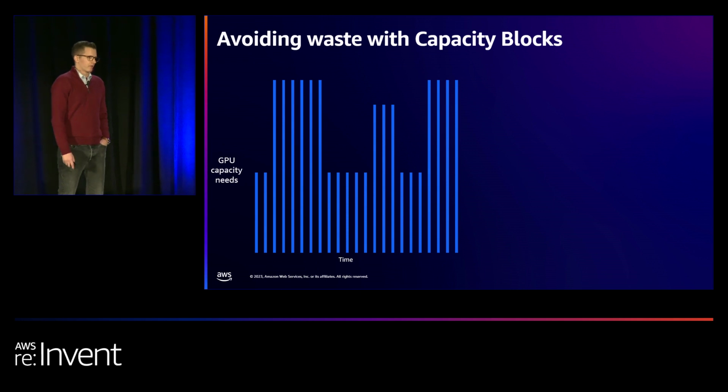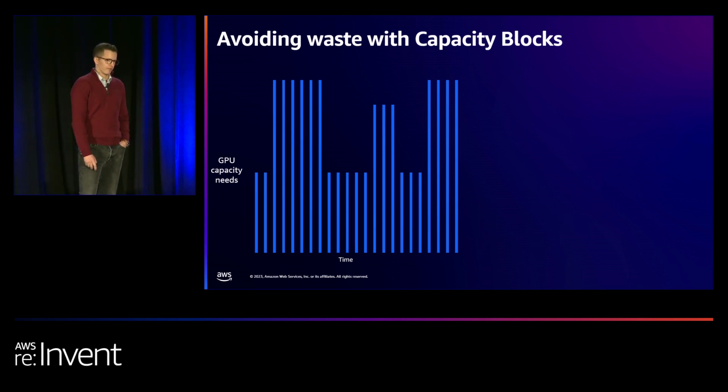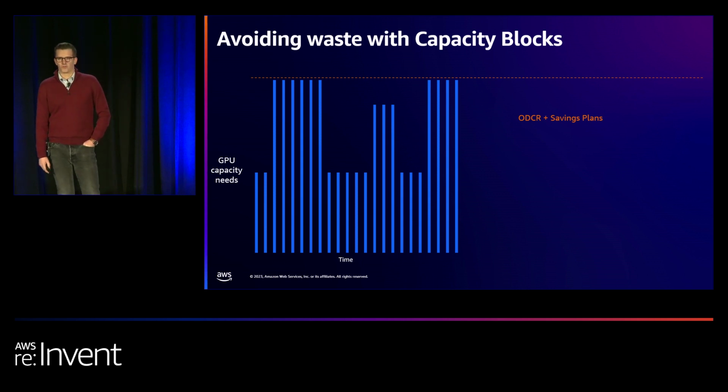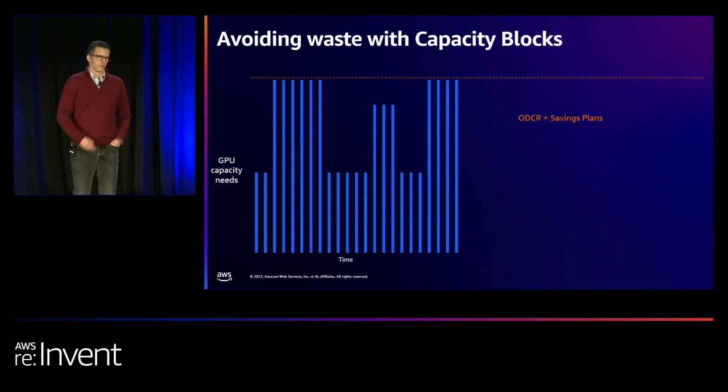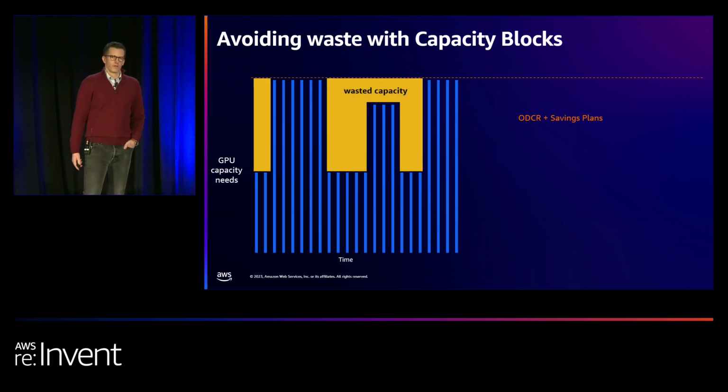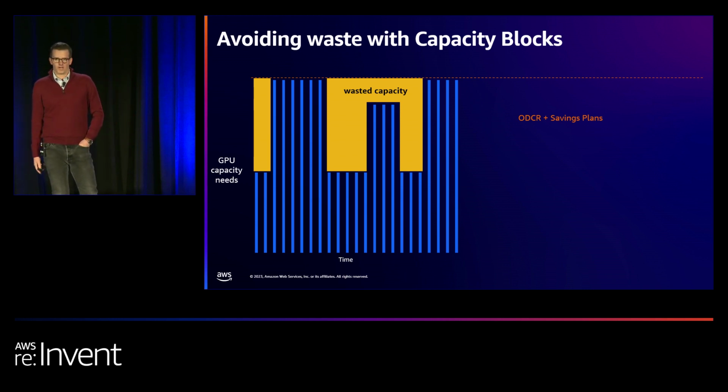So I want to talk briefly about how you can avoid waste with Capacity Blocks. Before we had Capacity Blocks, what we heard from customers was a lot of times they would use ODCRs to reserve up to what their peak needs were expected to be over some time period, even if they had bursty, intermittent peaks. And they would combine these ODCRs with savings plans to get a discount on the reservation. But that would result in a lot of wasted capacity in between these peaks that was going unused.